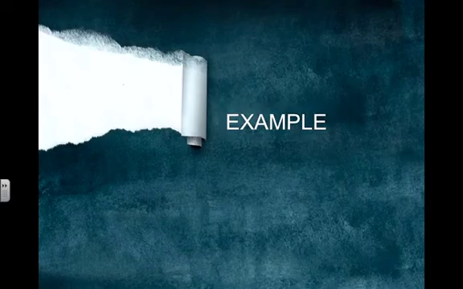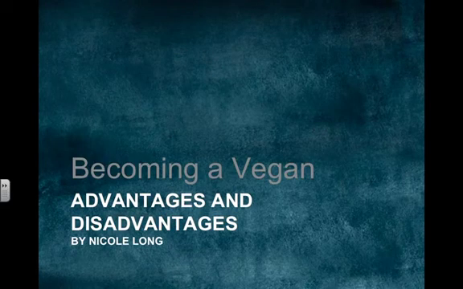Let's take a look at an example. So here's an example title page. We have the title and we have the subtopic. So becoming a vegan, this is the topic, and then the subtopic is advantages and disadvantages. And then the author's name. In the case of your project, you would put the group members that also worked on the project.